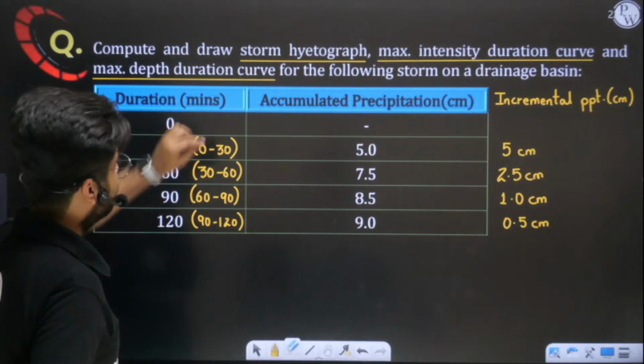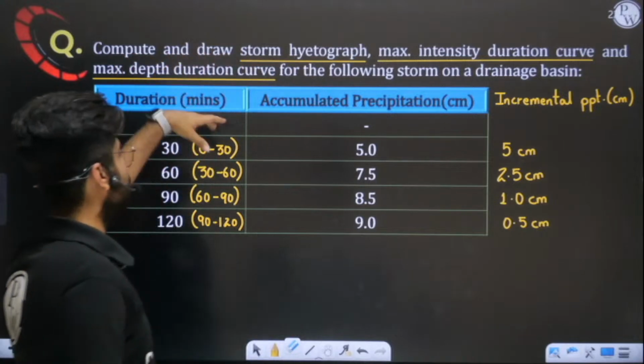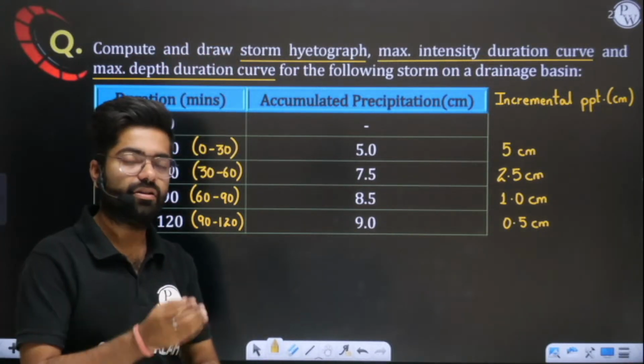Now you carry on with this question. I am giving you 2 minutes time. Draw the storm hydrograph. Draw the maximum intensity duration curve and also the maximum depth duration curve. Then I will check your answer in 2 minutes.